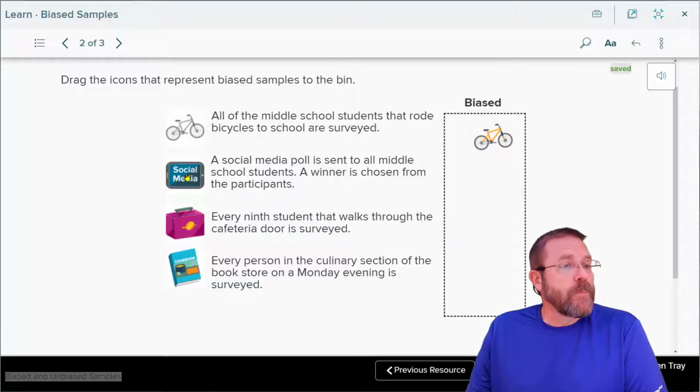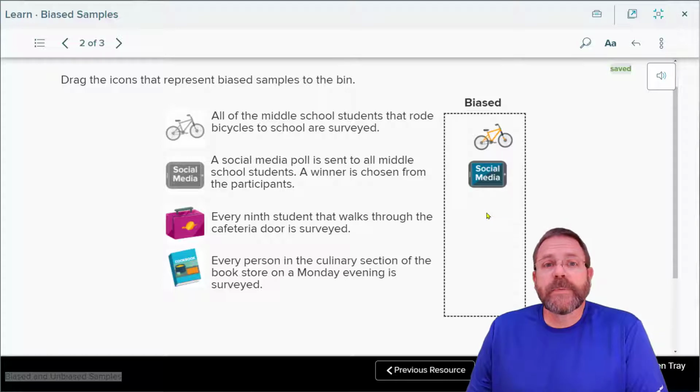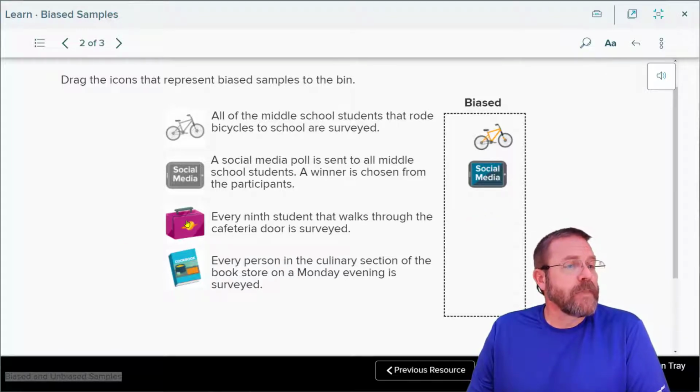A social media poll is sent to all middle school students. The winner is chosen from the participants. We just talked about that. That's also going to be biased because they got to choose whether or not to participate. Every ninth student that walks through the door of the cafeteria is surveyed. That's probably not going to be biased, because that's a specific random sample, and pretty much all the middle school students have to go through the cafeteria doors.